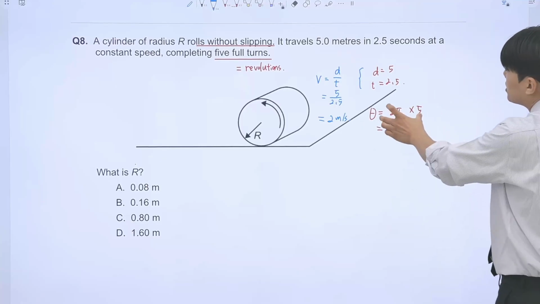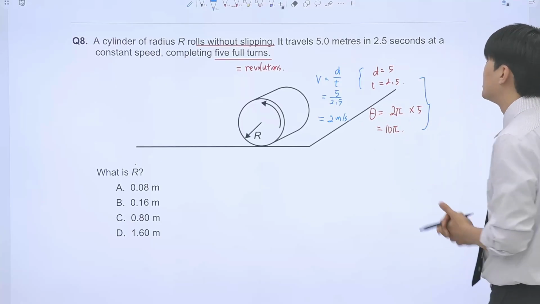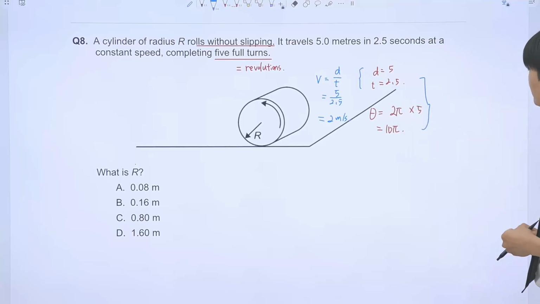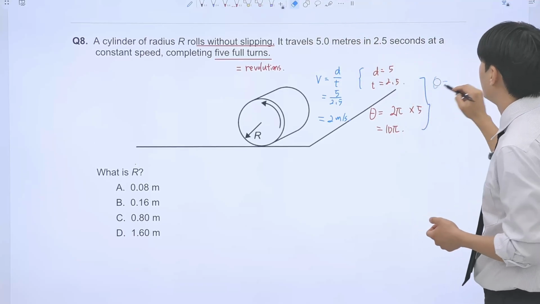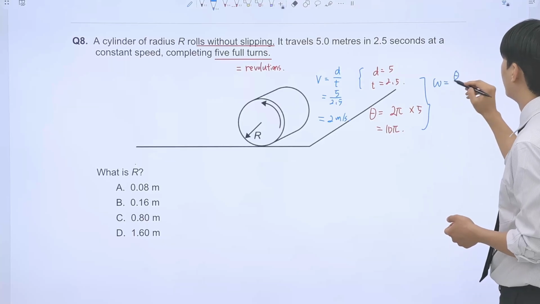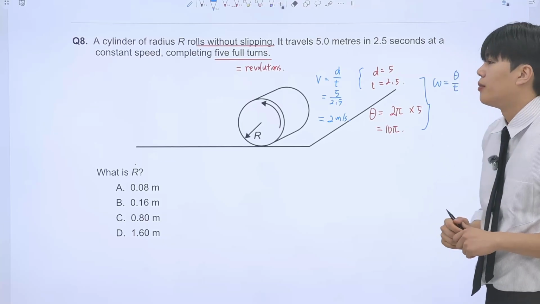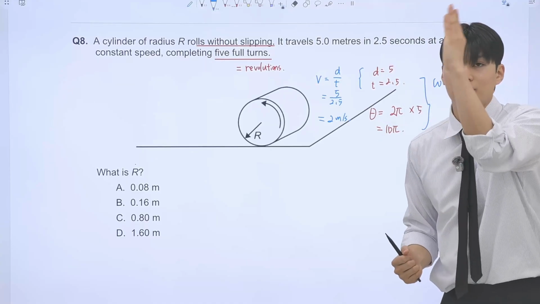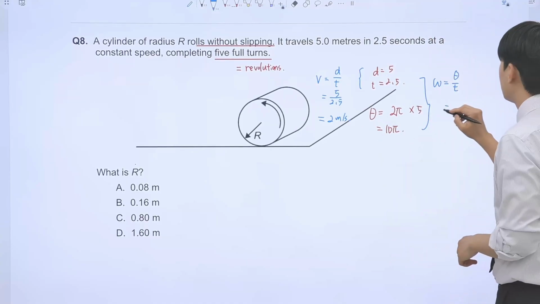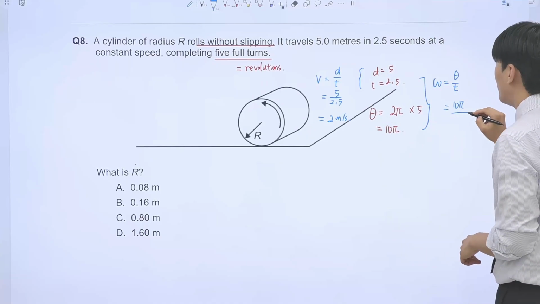And how about these two bits, theta and time t? You should be able to find the angular speed, omega, which equals theta over t. Because omega, the angular speed, measures how fast you go in angle. So that is 10 pi over 2.5.